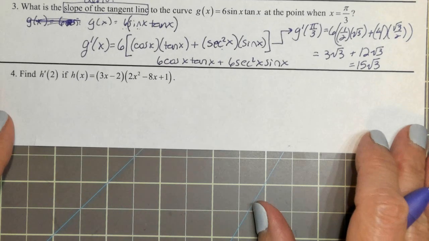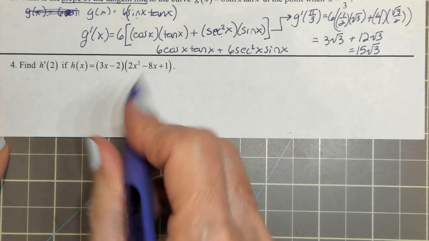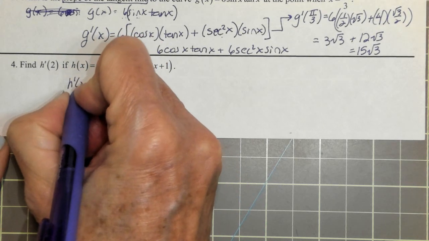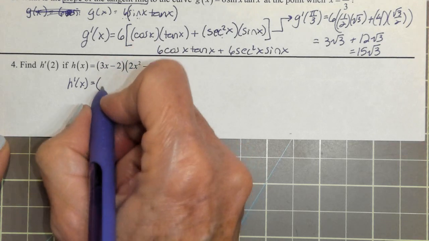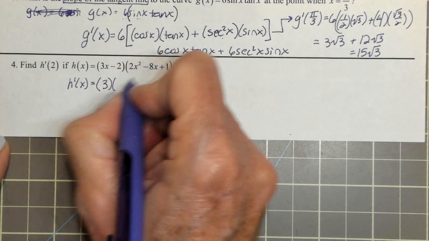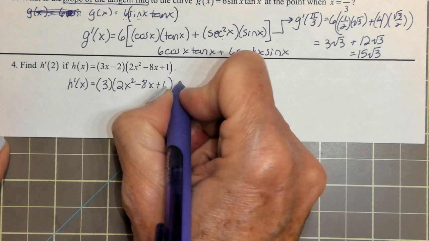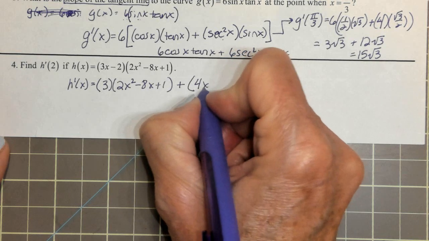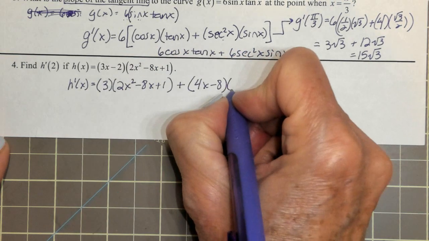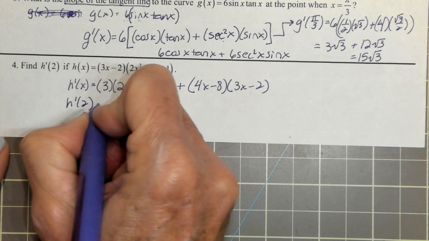Hopefully I did. Okay. Find h prime of 2. So first find h prime of x and then plug in 2 for x. Derivative of the first term is 3, multiplied by the second term left alone, plus derivative of the second term, 4x minus 8, times the first term left alone. Now plug in 2 for x.